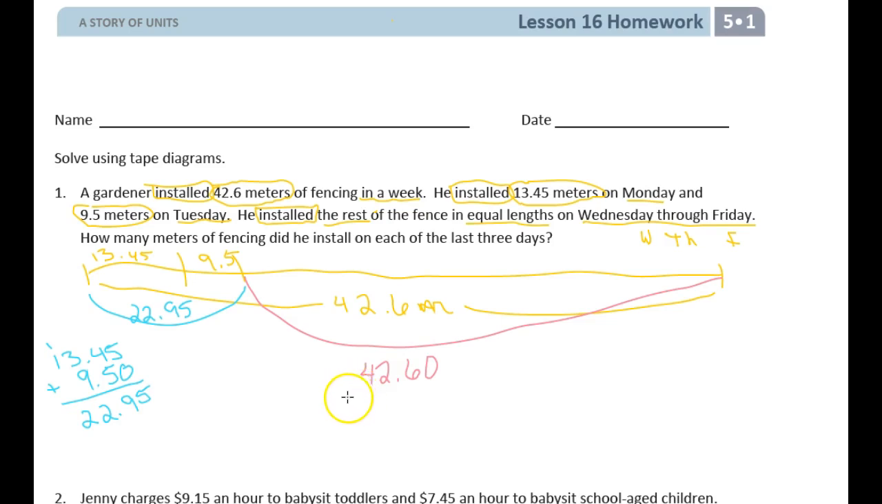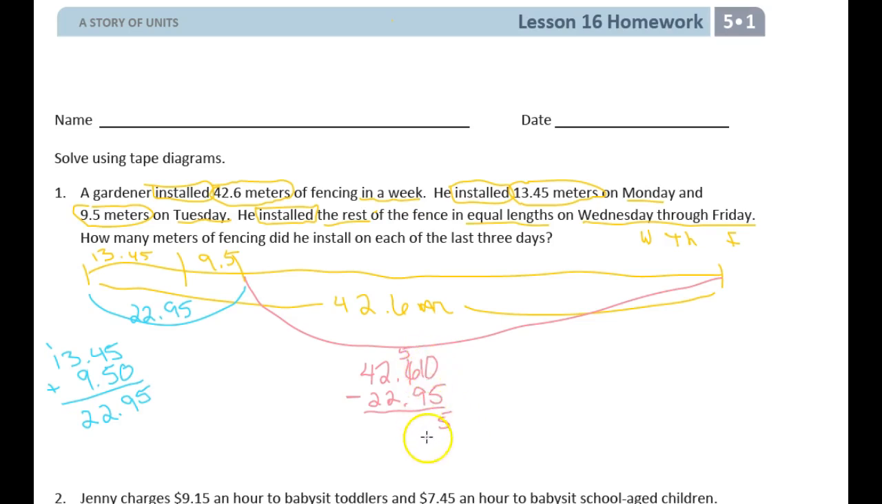And now what we're going to do is we're going to subtract Monday and Tuesday. Monday and Tuesday was 22 and 95 hundredths. So if we take away Monday and Tuesday, that should leave us Wednesday, Thursday, Friday, right? Let's do that. So I know I can't take 5 from nothing. That doesn't work. So I'm going to take one of these tenths and I'm going to turn it into 10 hundredths. And I know that 10 take away 5 leaves me with 5. You can also look at it the other way.